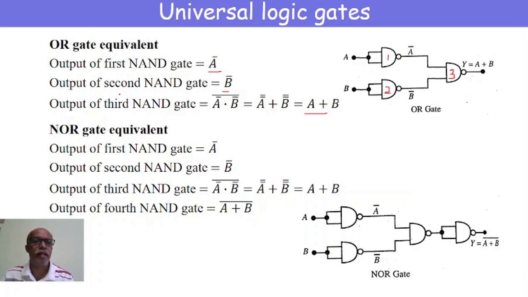Similarly, the NAND gate can also be used to realize the NOR gate, for which we make use of four NAND gates: 1, 2, 3, 4. Up to the third NAND gate, it is similar to the OR gate equivalent.